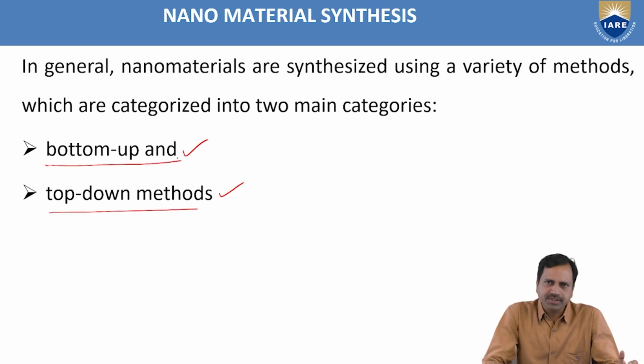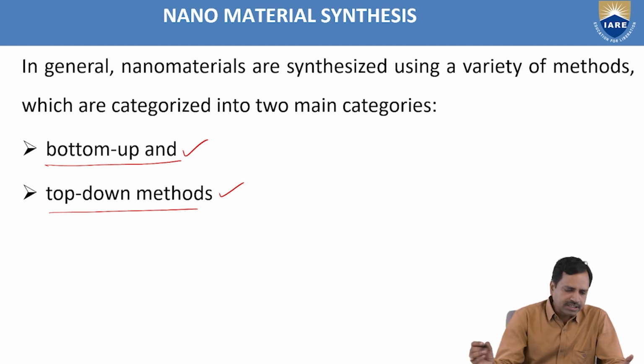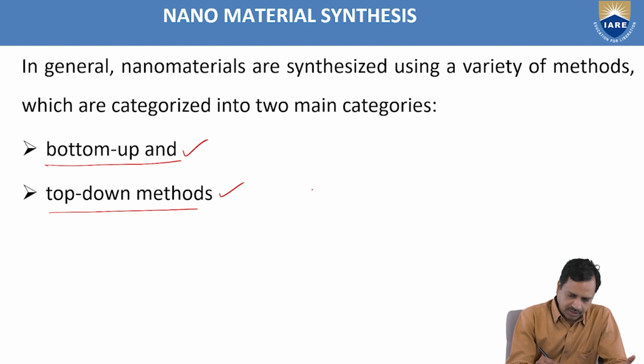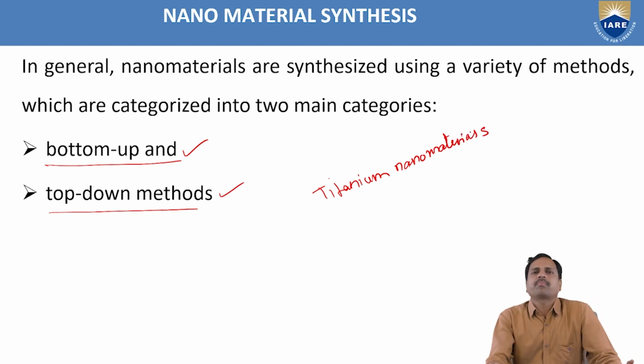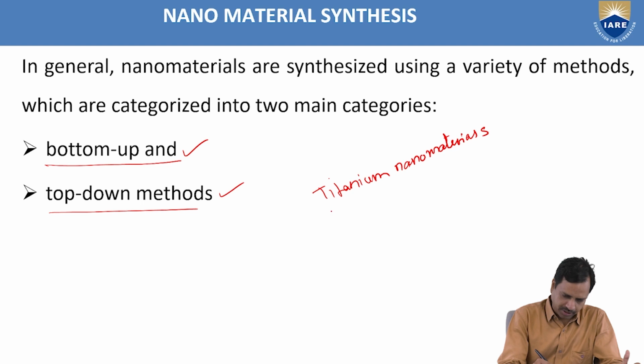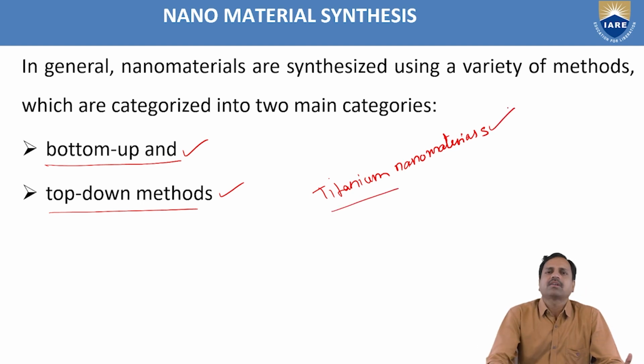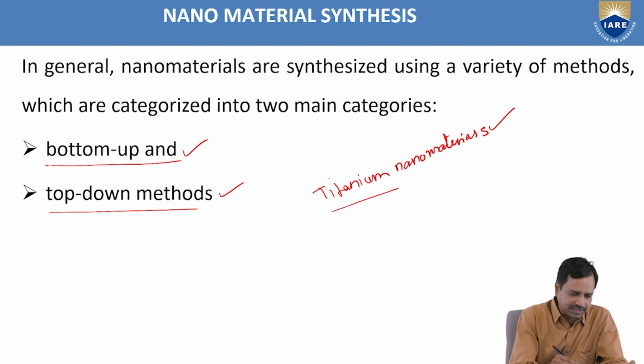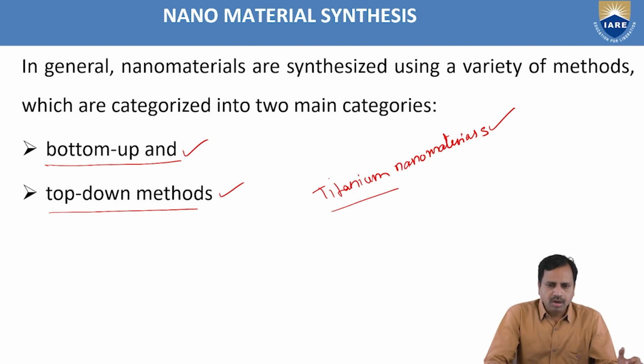Let me give an example of what a bottom-up and a top-down method is. Suppose we want to synthesize titanium nanomaterial. First I will discuss the bottom-up. In the bottom-up, what will we take?